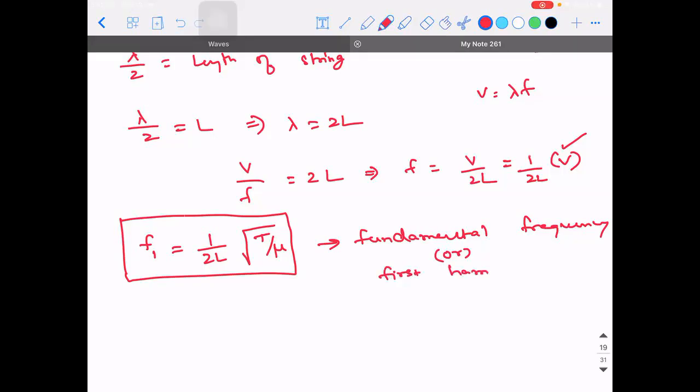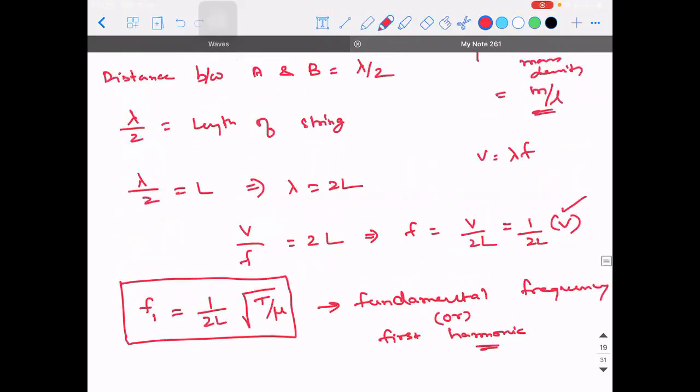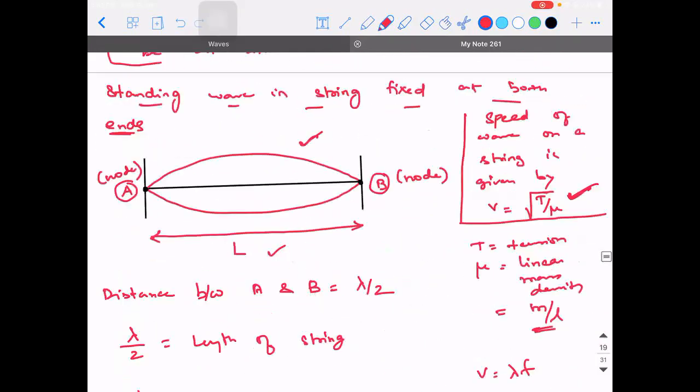Or it is also called the first harmonic. Okay. So have this point in your mind. Don't ask any more questions. I will explain the second mode of vibration. Then I'll show you what it means. Okay. So if only one standing wave is formed, then this mode of vibration is called the fundamental mode of vibration.